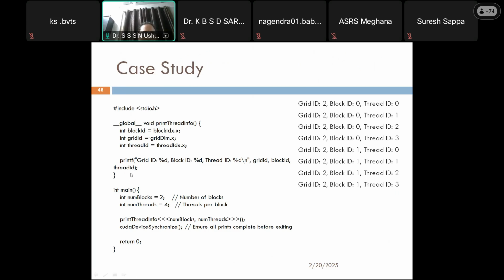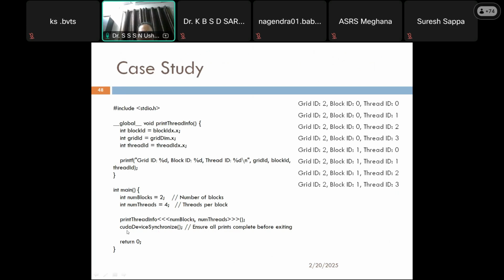Let us see that one later. Just come to the main function. In int main, numBlocks equals 2 and numThreads equals 4. So the grid consists of 2 blocks, and in each block we have 4 threads. That's the point. Here, printThreadInfo — it is not any existing method; we have written the method here. With number of blocks and number of threads, this should be printed.